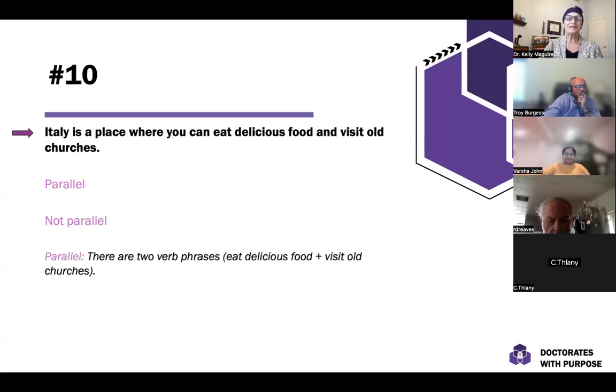All righty, this one is actually parallel. So we have our two verb phrases and they do match. Eat and visit are in the same tense. So eat delicious food, and we've got visit old churches. So they are both in parallel structure.